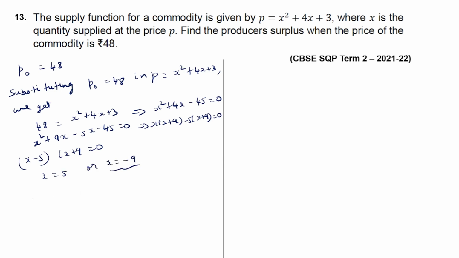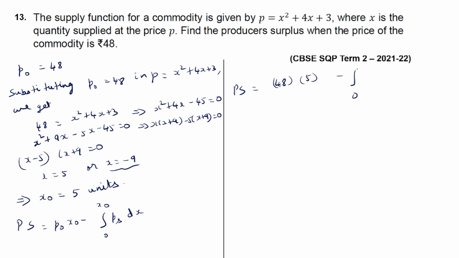Now this is not possible since the level of output cannot be negative. From this we get x naught is equal to 5 units. So we got P naught and we got x naught. Now we can find the producer surplus. The producer surplus is given by P naught x naught minus integral 0 to x naught supply function dx. So P naught is 48, x naught is 5 minus integral 0 to 5 x square plus 4x plus 3 dx.